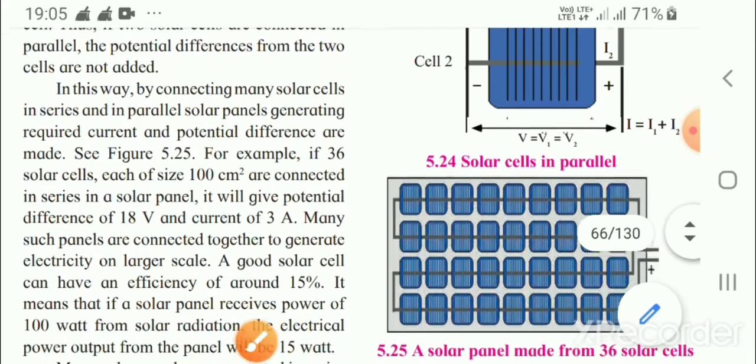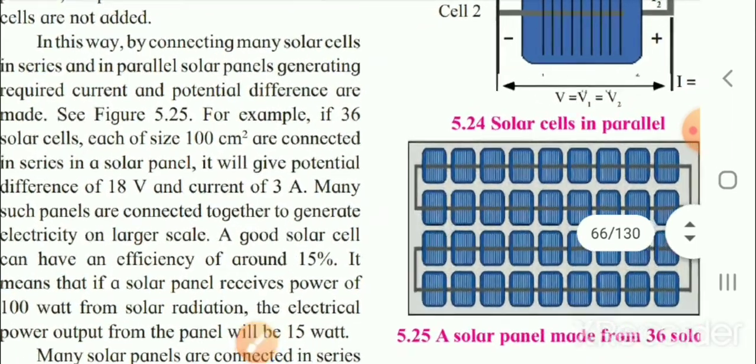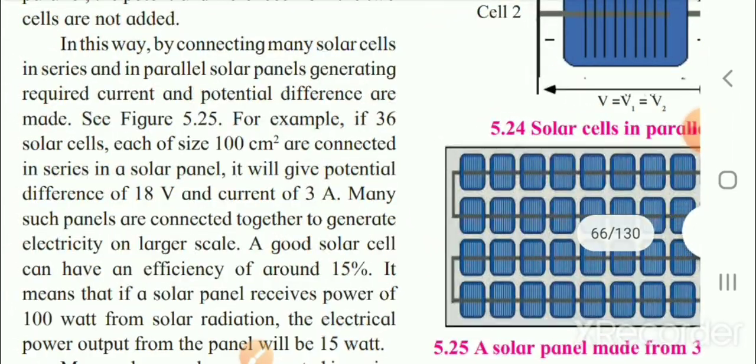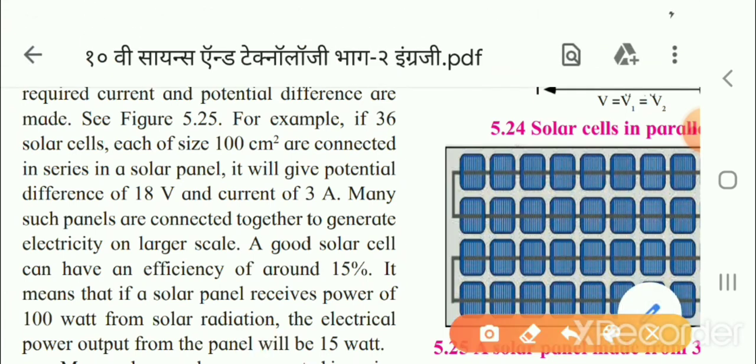Now let me show you that by connecting so many solar cells in series and in parallel, solar panels generating the required current and potential difference are made. So here you can see, children, this is the solar panel.